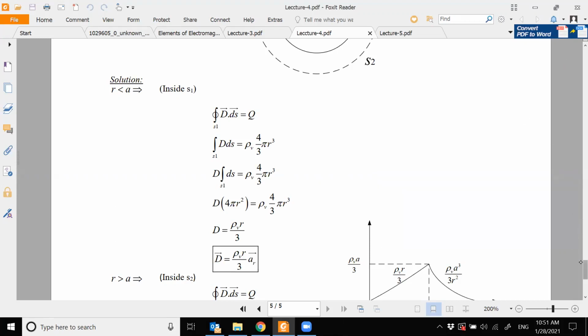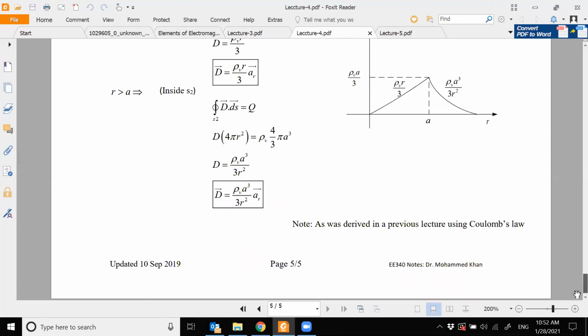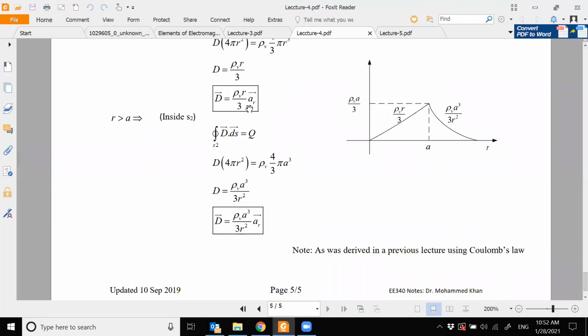And therefore, you will see that whether you are inside the sphere or outside the sphere, your electric field is radial. The only thing is the magnitude changes. Inside the sphere, the magnitude is linearly increasing. And once you are outside the sphere, it is decreasing as a function of r squared.